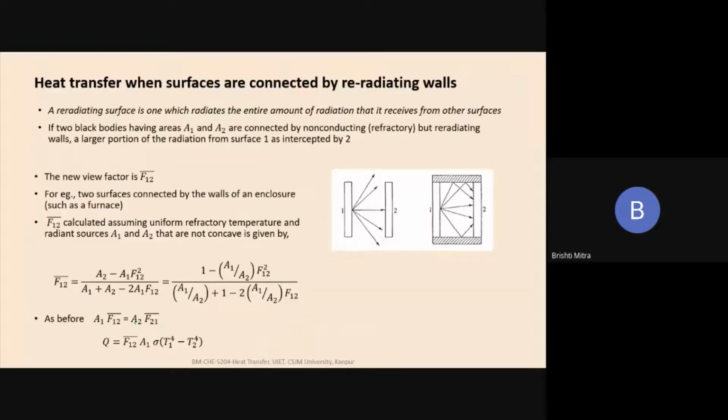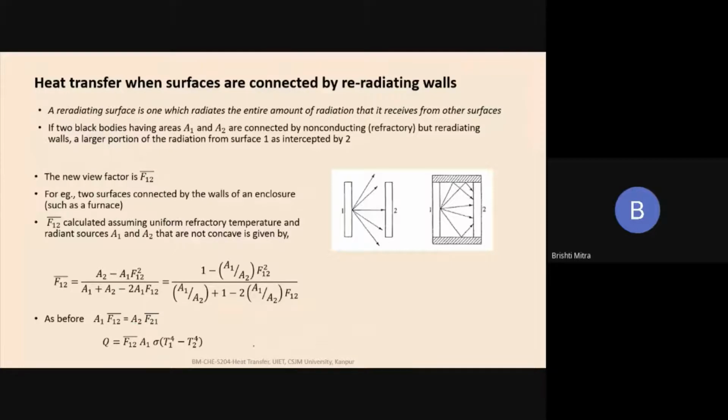So this is how we solve the problems when we are using the generalized expressions to find out the net rate of heat transfer between two bodies. Now we talk a little bit about two other small topics. One is heat transfer when surfaces are connected by re-radiating walls.